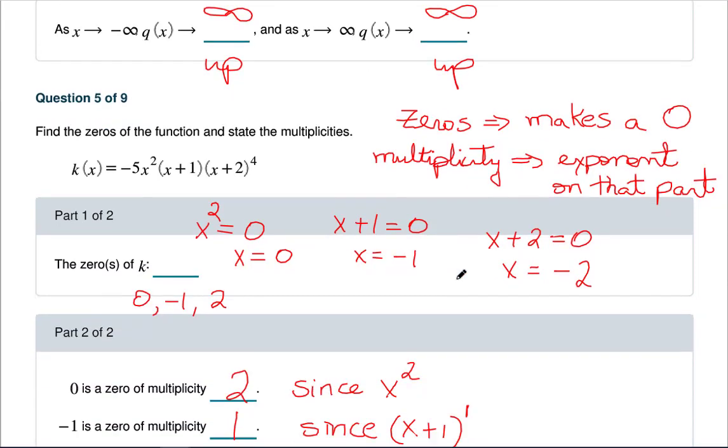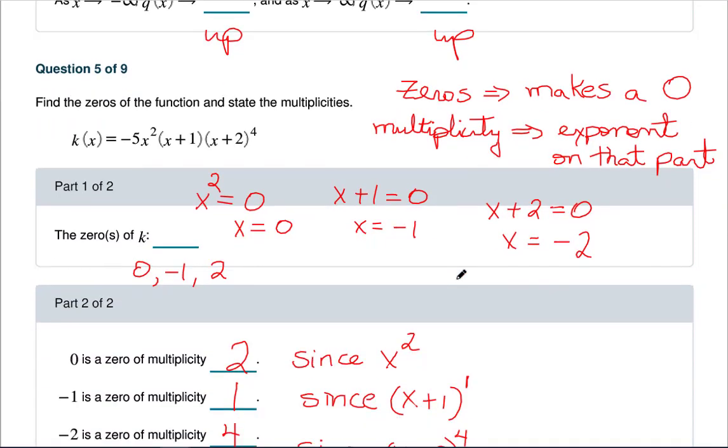All right, question 5. Find the zeros of the function and state the multiplicities. What about this zeros business? Well, the zeros are what values of x make it 0. Well, let's see. From this piece, I've got the x squared. Well, that's x is 0. From this piece, I've got x plus 1 is 0, so x is minus 1. And from this piece, I've got x plus 2 is 0, or x is minus 2. So we've got 3 zeros.